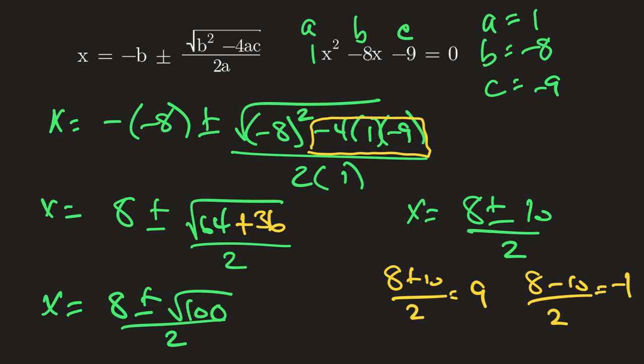That's where that plus minus symbol comes in. 8 plus 10, 18. Divided by 2, 9. 8 minus 10, negative 2, divided by 2, negative 1. There's our two answers. We're looking for two solutions. We got two solutions, 9 and negative 1.